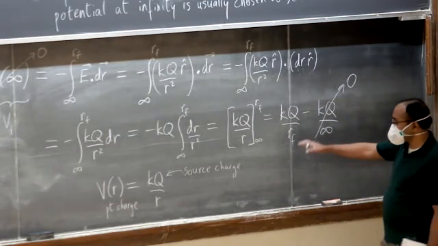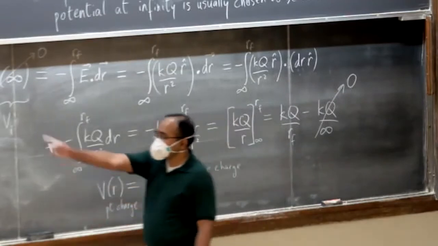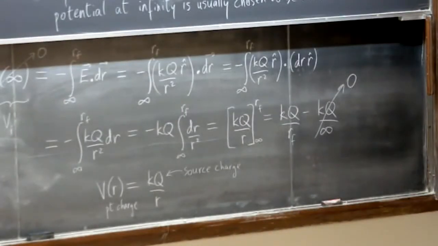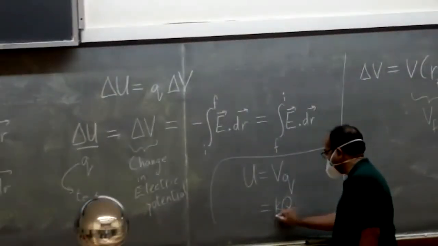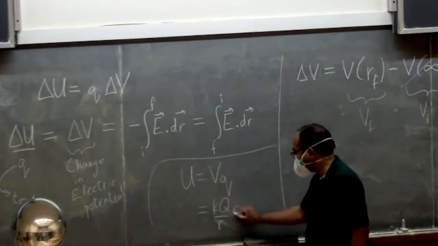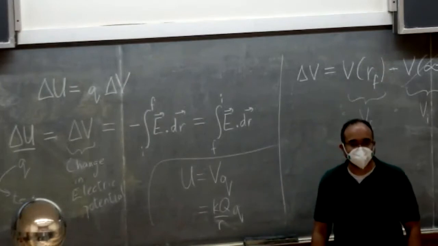All right, and this result sort of makes sense because if we think about the other way of defining V, we said U is equal to Vq. And so you can see that if I have kq over r for the source potential, then I just multiply that by little q, and yes, that does make sense. That is the potential energy.